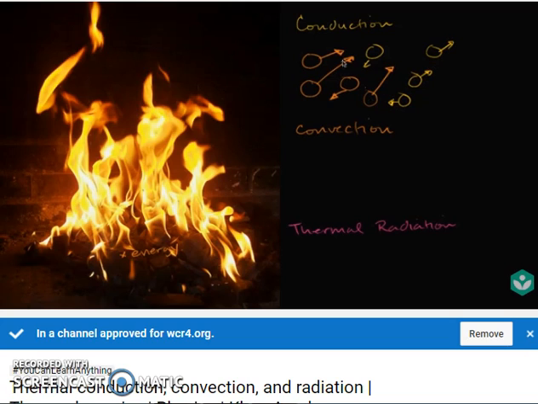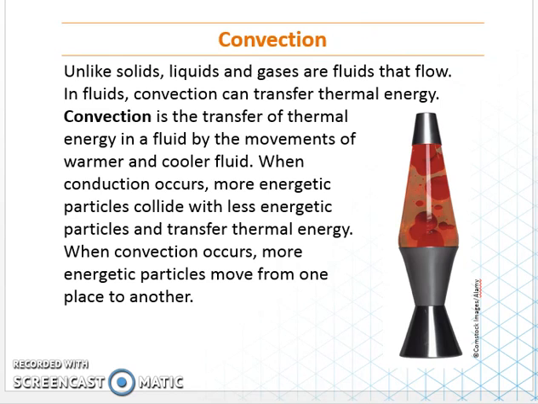And we have a whole video on thermal conduction, but that's what's happening. Things with higher kinetic energy are bumping into things with lower kinetic energy and transferring some of that kinetic energy, and they're transferring some of that momentum. So that is definitely happening when we look at a fire like this, that neighboring molecules are bumping into other molecules and transferring energy. Unlike solids, liquids and gases are fluids that flow.